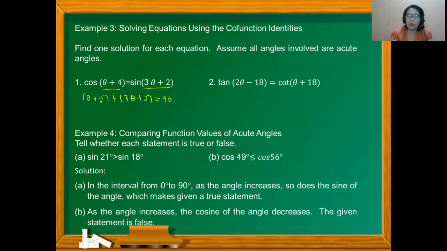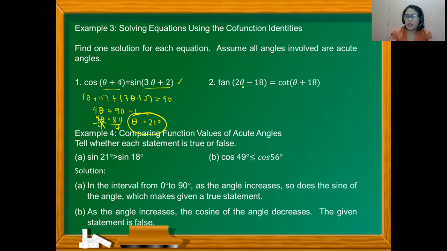Combining like terms, theta plus 3 theta is 4 theta. And then transpose the sum of 4 and 2 to the other side of the equation. So we have 90 minus 6, so 4 theta equals 84. Now divide both sides by 4. So we get theta equals 21 degrees. When we substitute theta equals 21 into the trigonometric equation, we will be able to retain the equality, meaning left side equals right side.